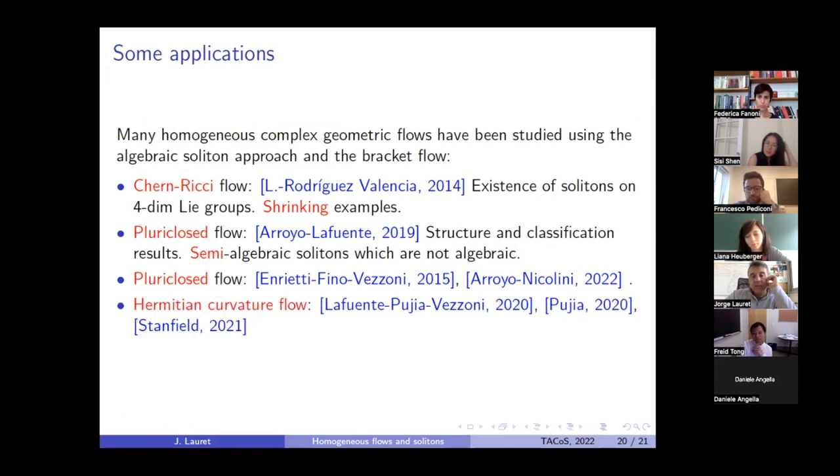And in the case of Hermitian curvature flow, you have Lafuente, Pujia, Stanfield, who is a PhD student of Lafuente, I think. You can go to these papers, because each case has different issues that you can solve in different ways. But this is also in complex geometry. You have many other applications in G2 geometry, and in many other kinds of symplectic geometry.